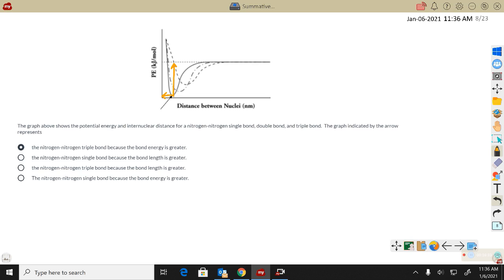So they'll have a shorter bond length and they'll release more energy when the bond forms versus a single or a double. Then again, more energy is needed to break the triple bond.